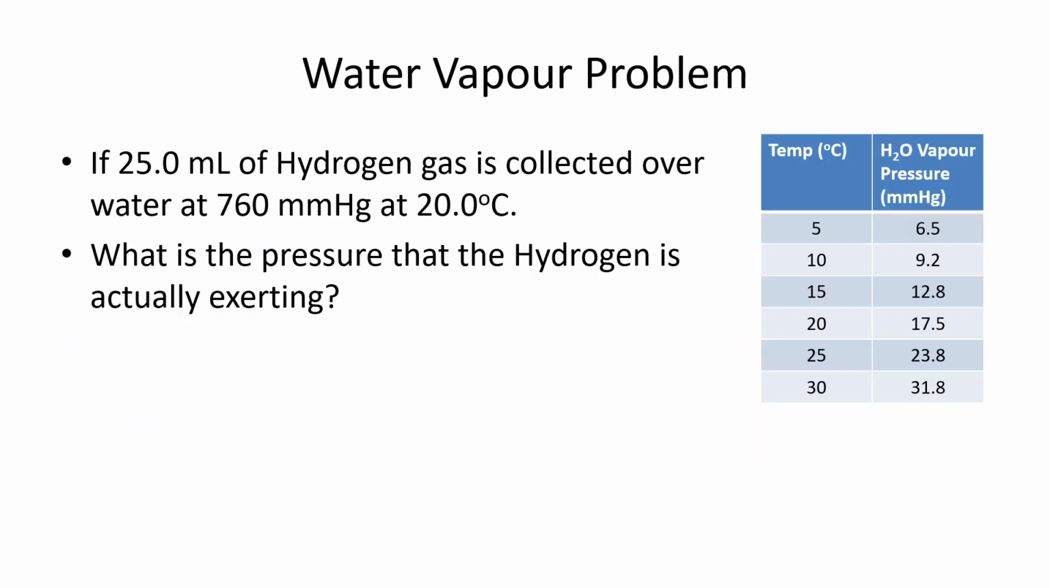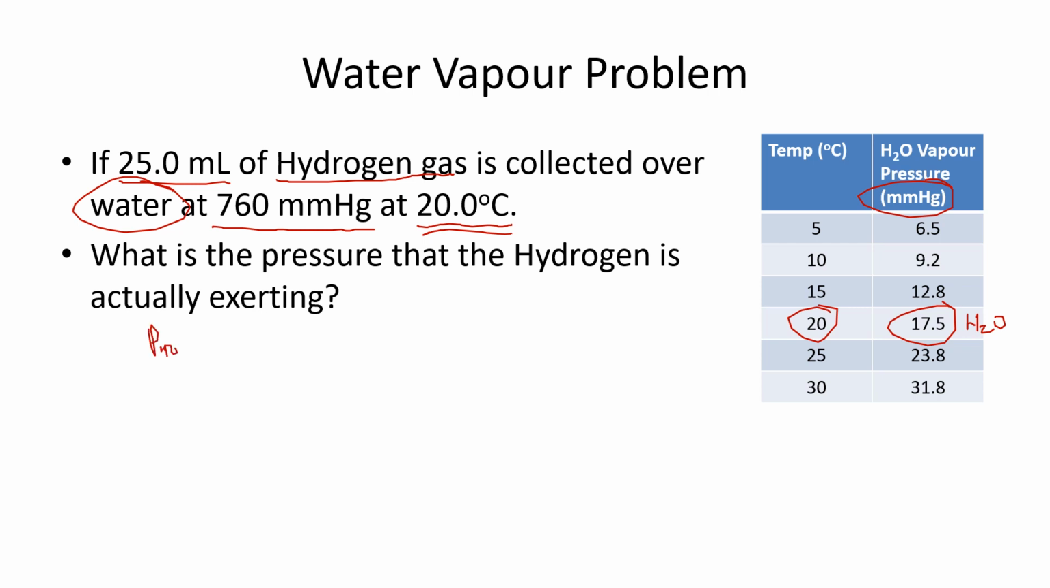Alrighty, so let's apply what we just learned. We know we're collecting hydrogen gas here over water. The pressure outside of the tube is 760 millimeters of mercury, and it's at 20 degrees Celsius. So we know, because this is collected over water, that there's some water vapor in there as well. Since it's at 20 Celsius, we can look on our handy table and see that 17.5 millimeters of mercury of that total is actually water. And so we've got to take that away.